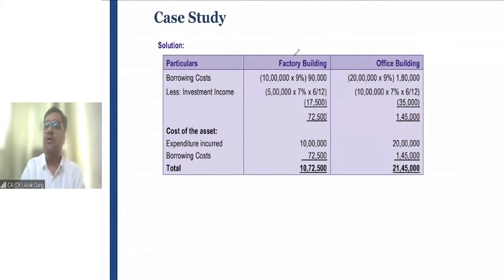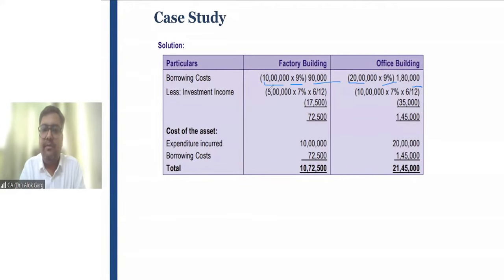See, in this case, the total cost for the factory is 10 lakh, the total cost for the office building is 20 lakh, right? Simple. So what is the total borrowing cost for the factory building? 10 lakh multiplied by 9%, 90,000. 20 lakh multiplied by 9%, 1 lakh 80,000. The total is 2 lakh 70,000.